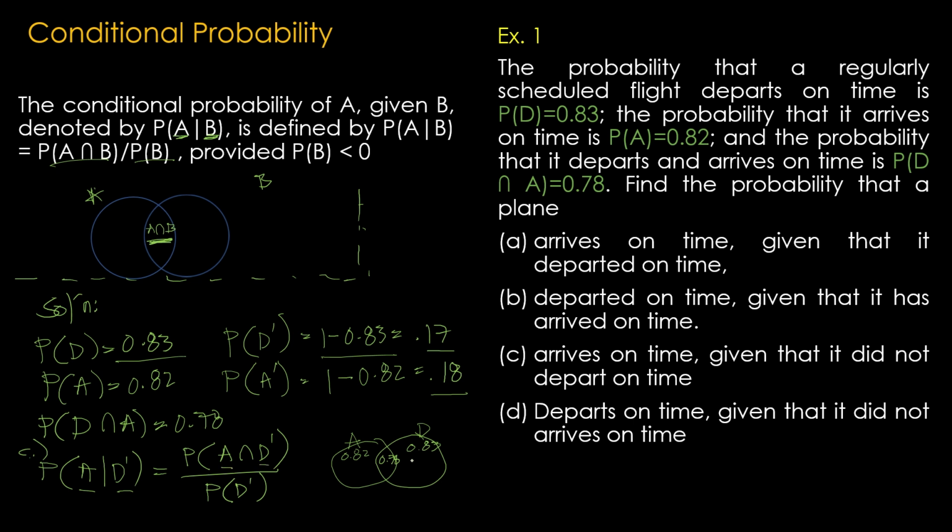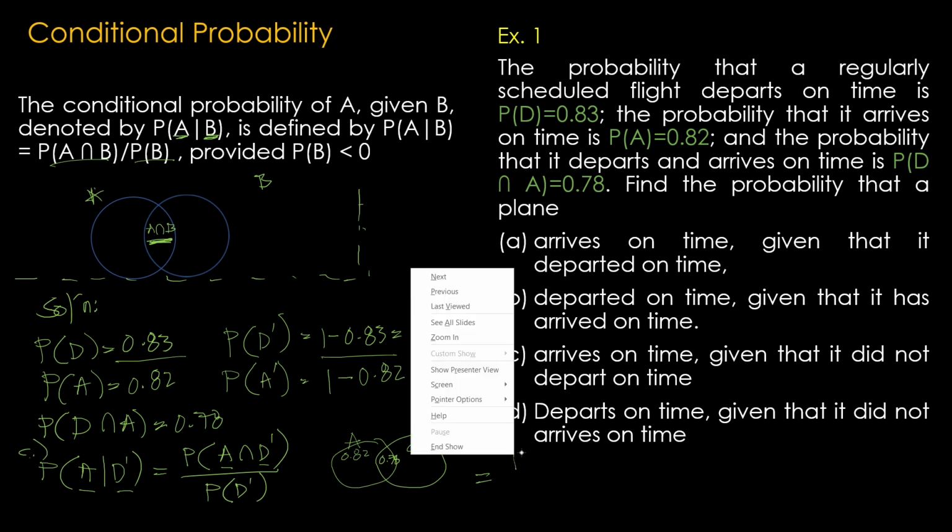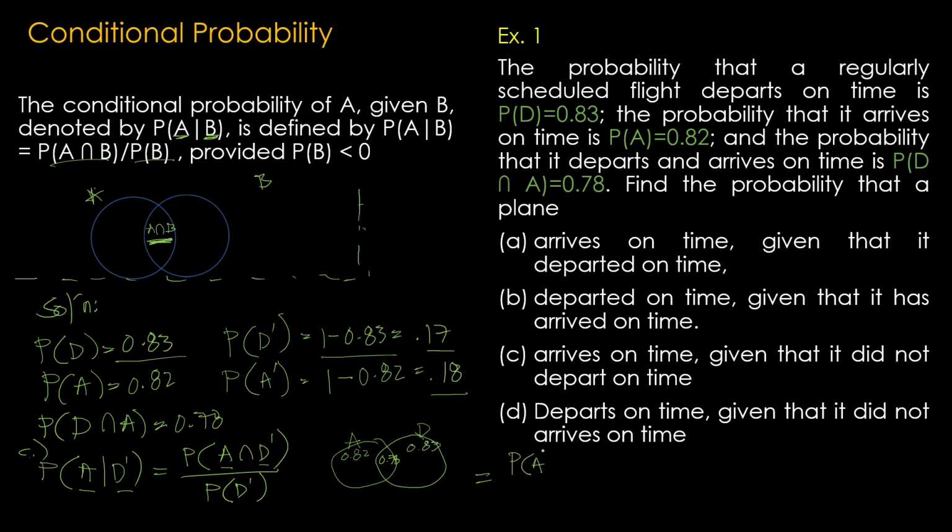So what is the definition of our complement? Anything that is not in D. So in here, this area right here, excluding the intersection between A and D. This area is the area of A excluding the intersection between A and D. Therefore, that would be equal to the probability of A minus the probability of the intersection of A and D, all over the probability of D prime.